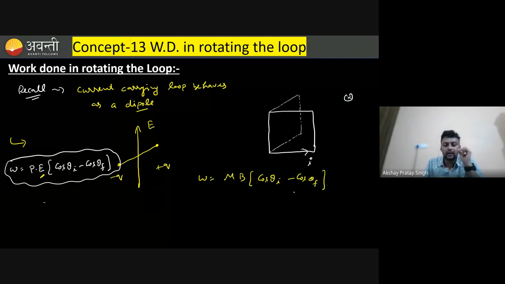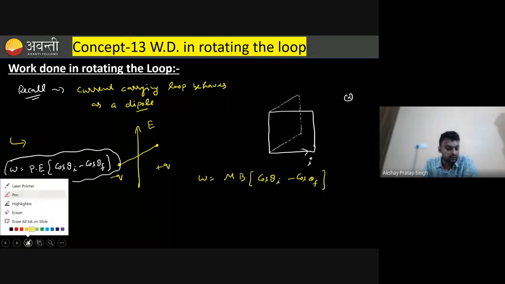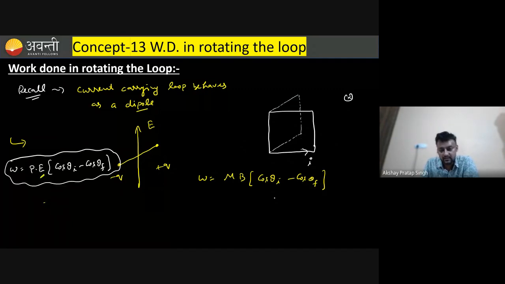Now there might be a doubt, sir, what is theta initial and what is theta final? So I am explaining what is theta initial. Theta initial, or this theta, I'm talking about this theta only, is the initial angle between magnetic field and magnetic moment.